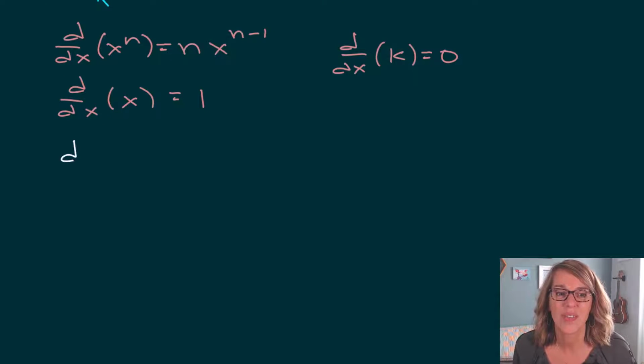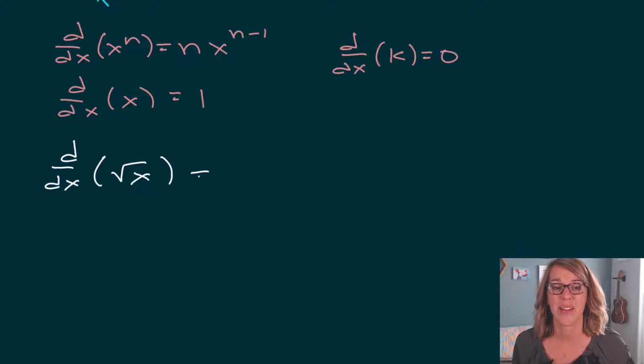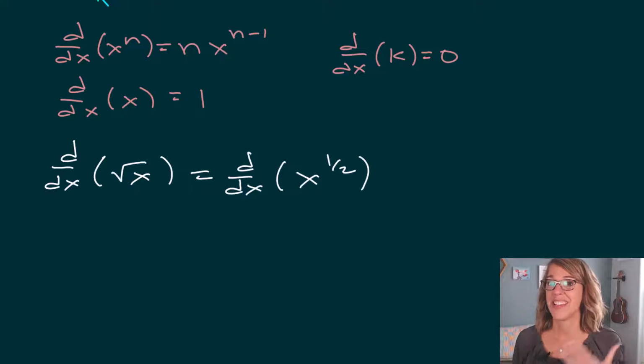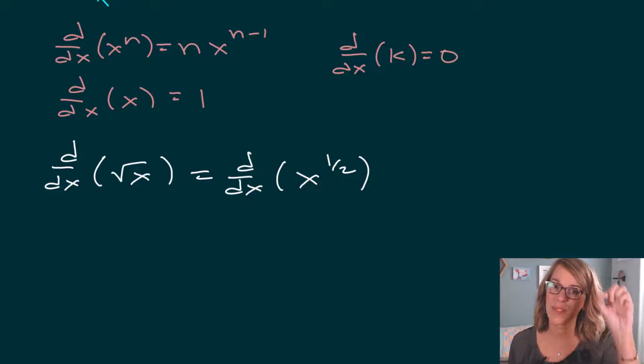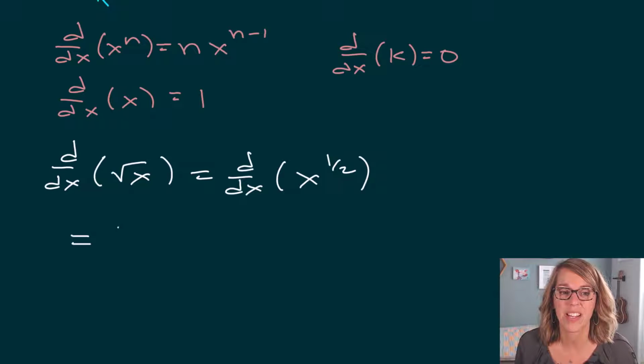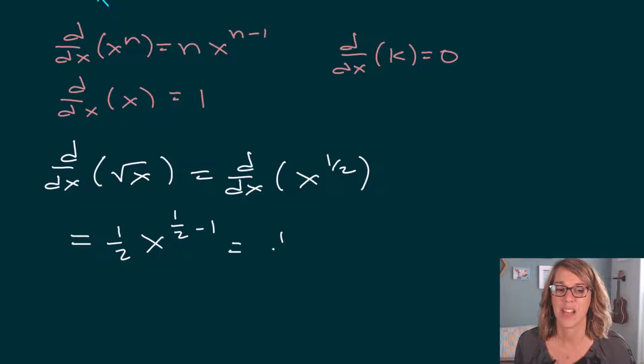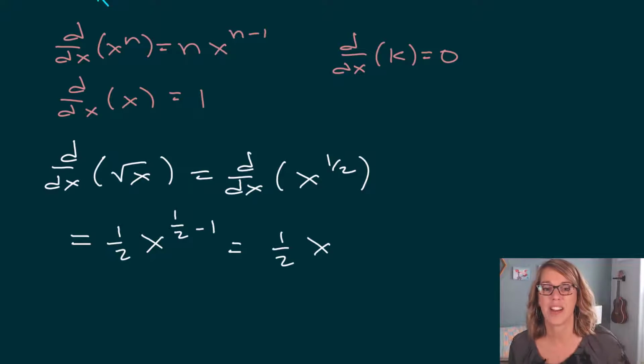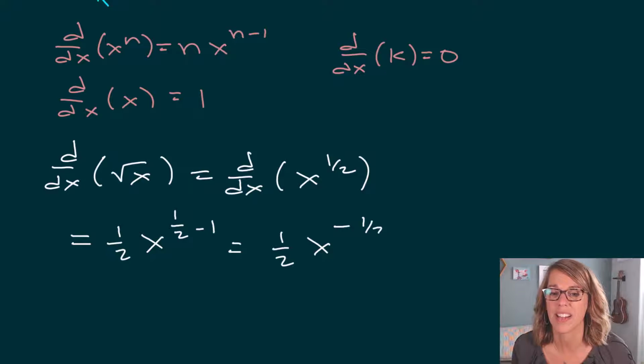Next, let's do the derivative of a square root. So my square root can be thought of as a power, and I'm going to rewrite this as a 1/2 power. So x to the 1/2. Now this makes it really easy. I can bring that 1/2 power out in front and then subtract 1 from the power. I end up with 1/2 x to the 1/2 minus 1 is -1/2.